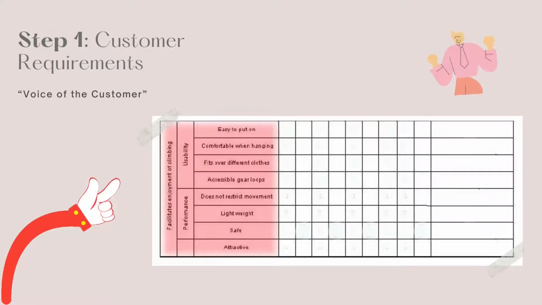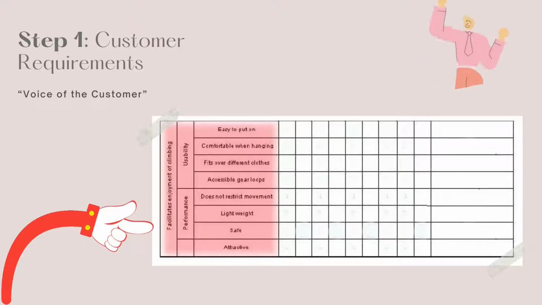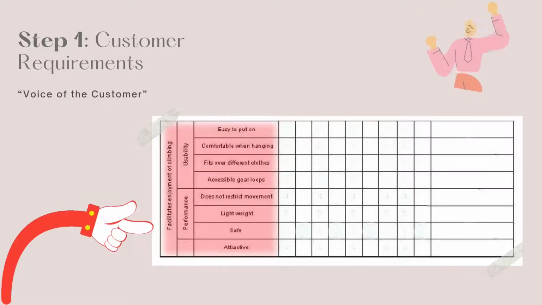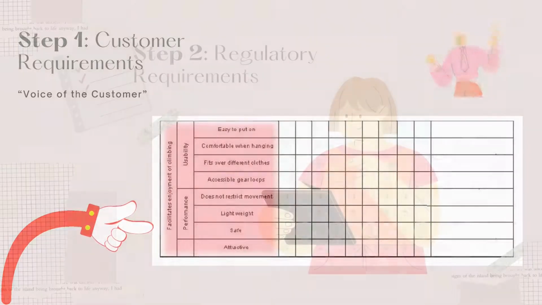The first step is customer requirements or voice of the customer. This is based on knowing what a customer is looking for or even desires. For example, if you sell chairs, what is the customer looking for in that chair? Is it bigger, taller, smaller, made of wood, etc.